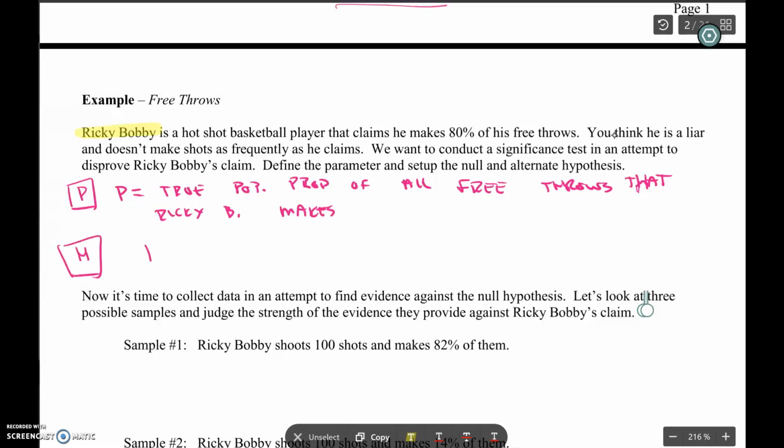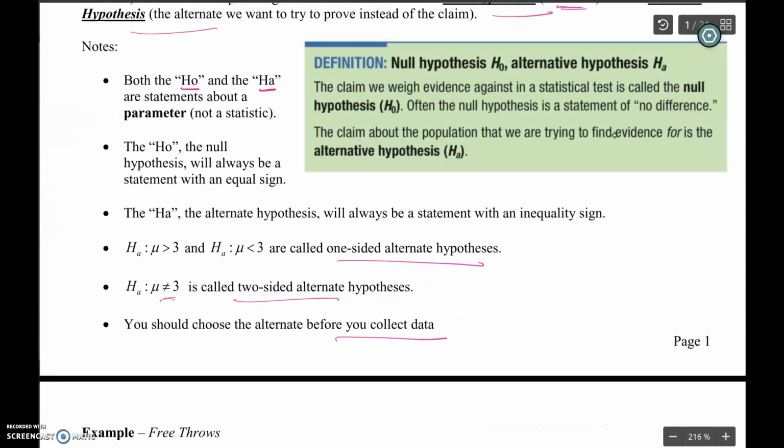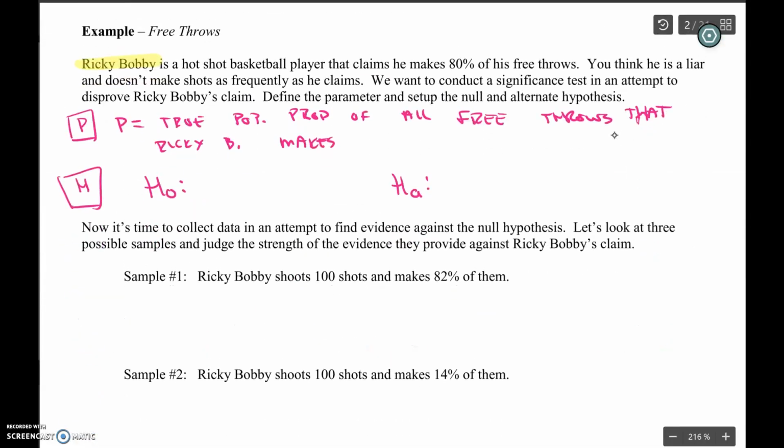And then the null hypothesis and the alternate. Remember, the alternate is always going to be the thing you want to prove. I want to prove that the true proportion is less than 80%. If I can prove this, then I win the bet. He pays me $10. So the null is that p is exactly equal to 0.80. Okay? So there's our null and alternate hypothesis.